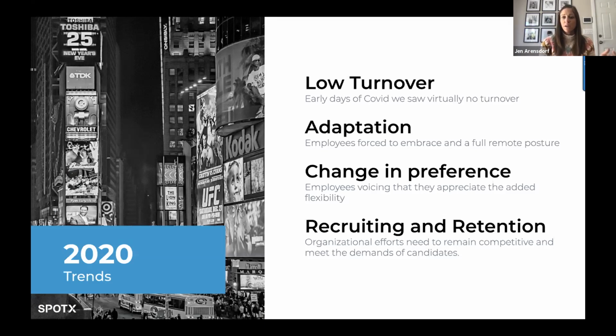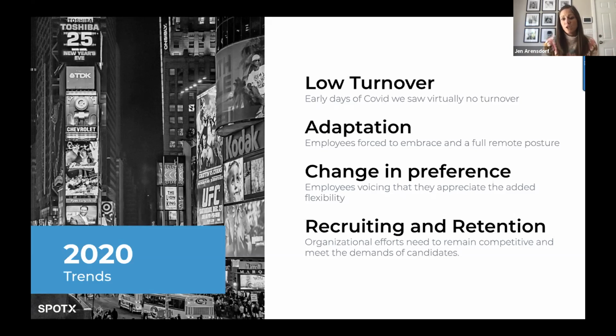And so obviously, getting through those initial kinks of making sure everybody had the right equipment, making sure that everybody had the right platforms to continue to collaborate and to foster rapport and relationships across their team. What we've noticed the longer we've been in this posture is a change in preference, and employees are starting to voice that they appreciate the added flexibility that's come from being home all the time, being able to go out and walk the dog midday to recharge, being able to get that time back from their commute that maybe capitalized an hour or 2 hours of their day.